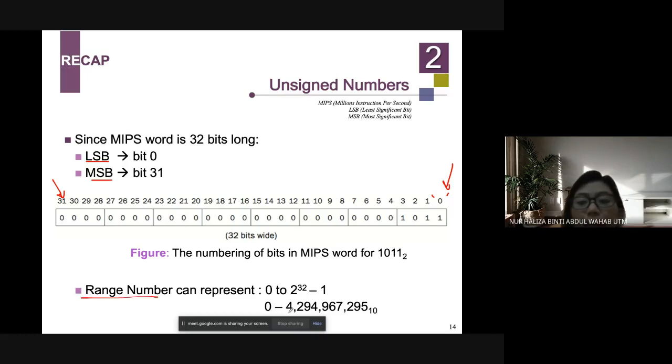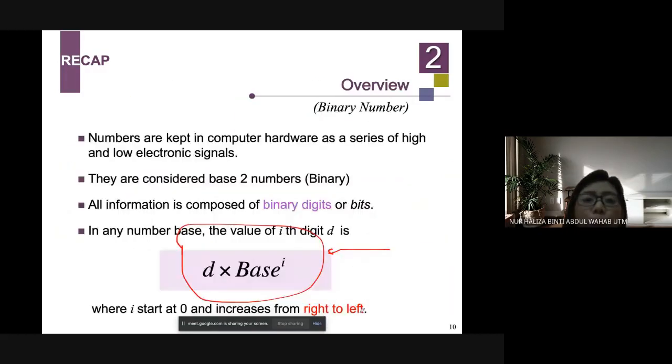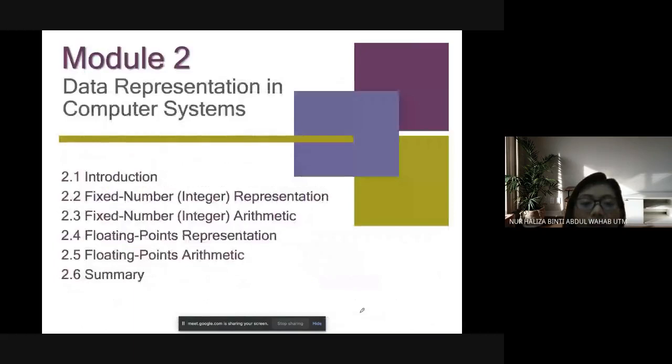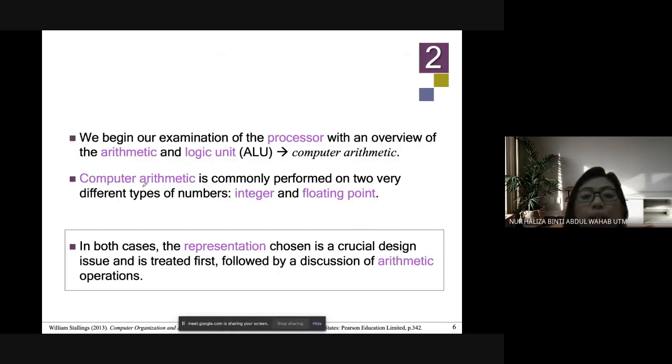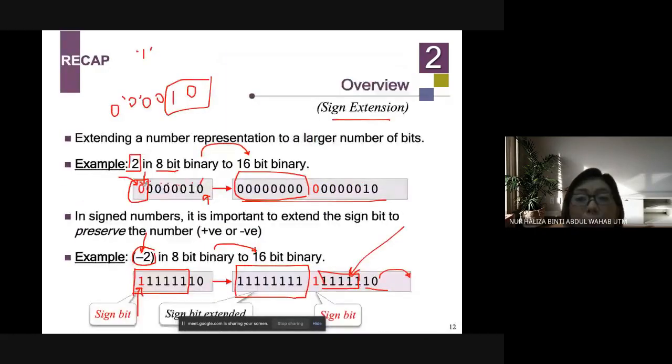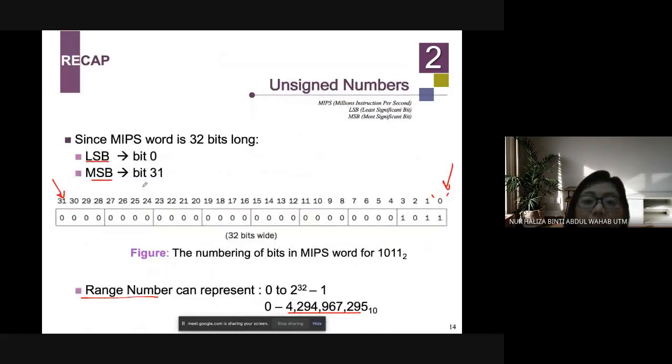Range of numbers that can be represented. There is a question, if you look back over here at our beginning class, if you notice: what is the largest number that can be represented in a computer word? If the largest number depends on how many bits, then it is easy for you to understand because you can use the range number equation. How are you going to calculate it? You're going to see that the range is from 0 to 2 to the power of 32.